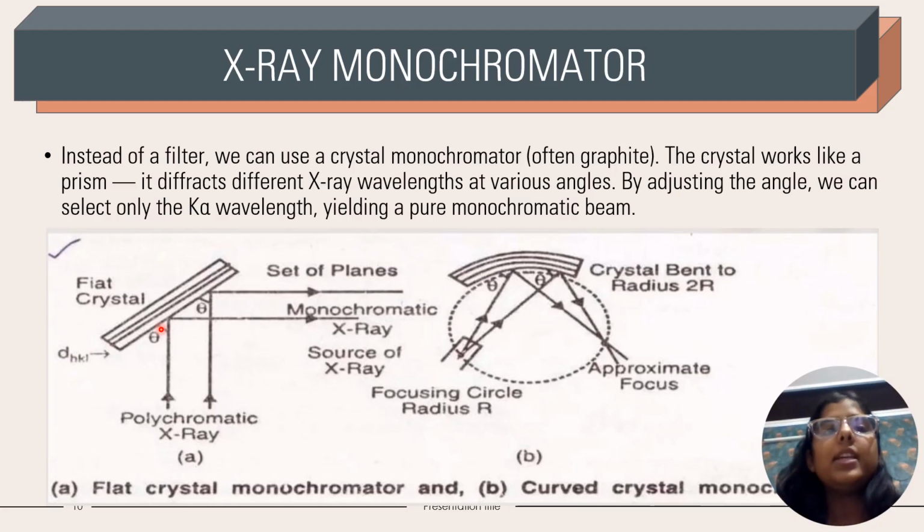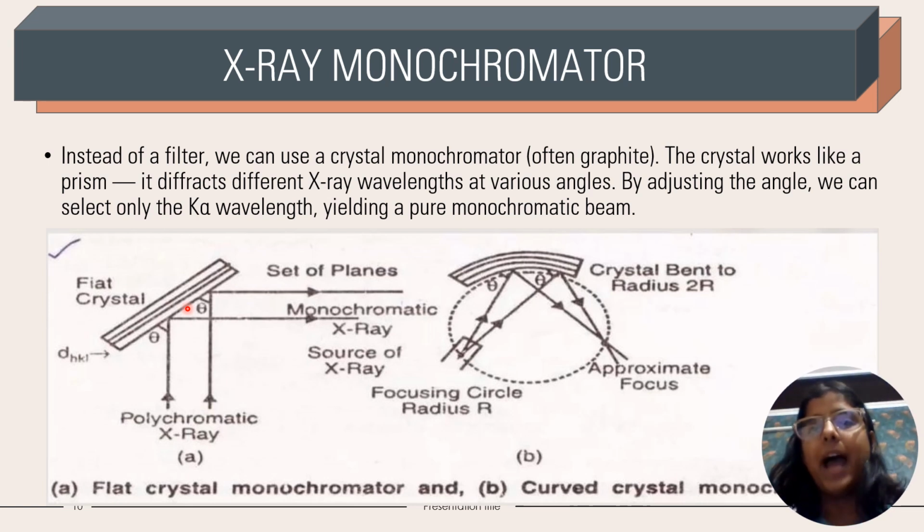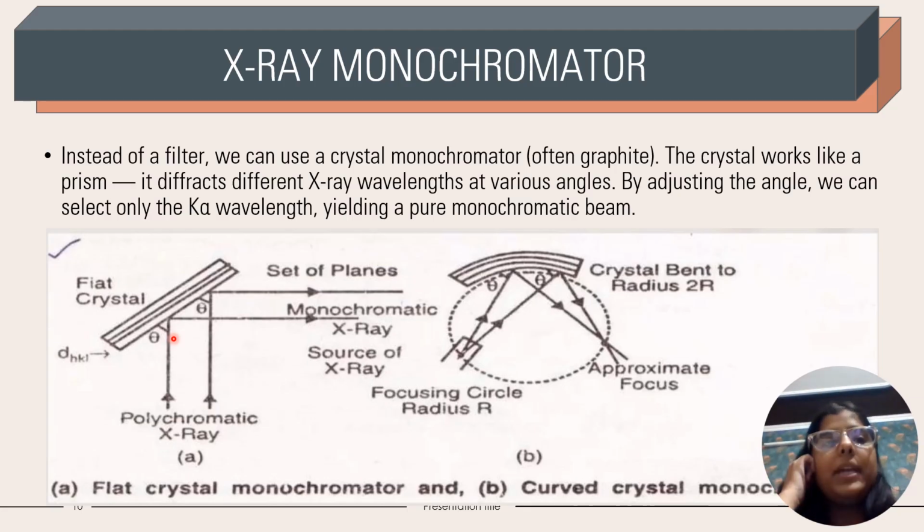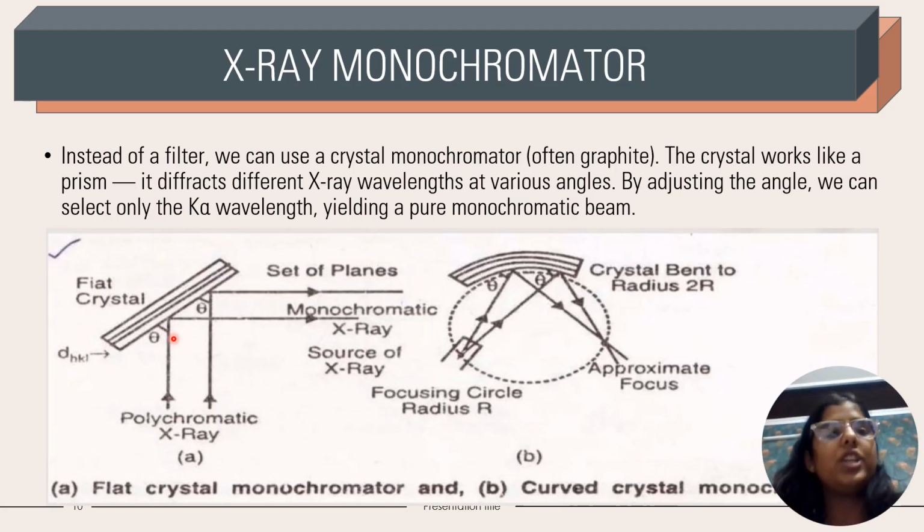So what happens is, out of all the wavelengths coming in, only one wavelength, say K alpha, will satisfy Bragg's condition at this particular angle and it will get diffracted. Only the radiation which satisfies Bragg's law will get diffracted from this flat crystal. That diffracted beam is your monochromatic X-ray, a pure single wavelength beam. So the flat crystal works as a selector. It lets us pick one particular wavelength from a mixed beam just by adjusting the diffraction angle.